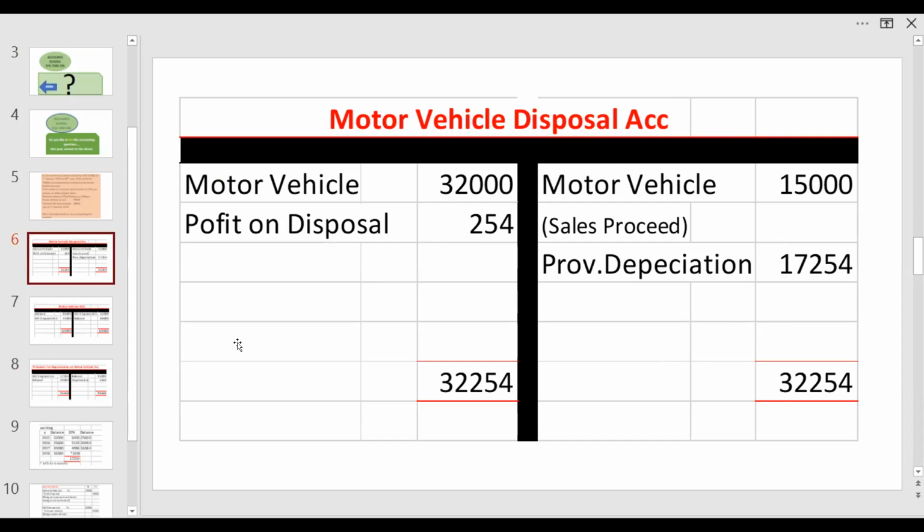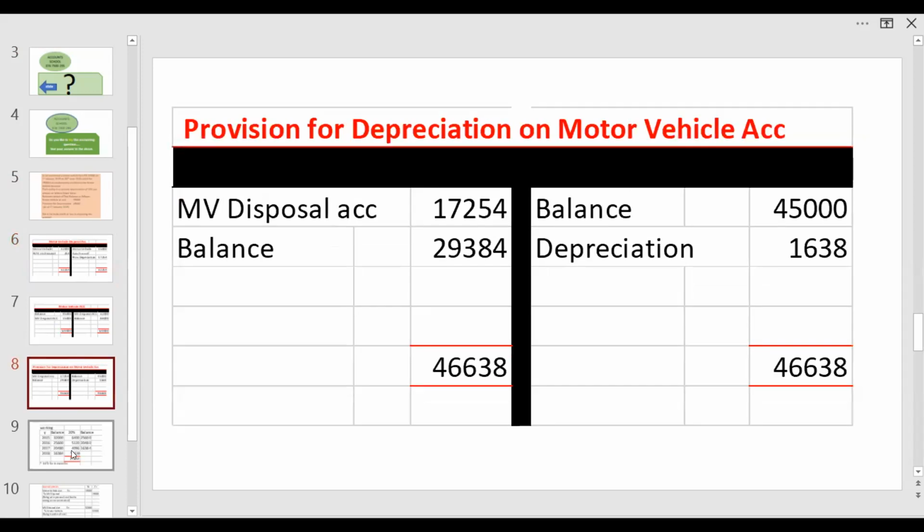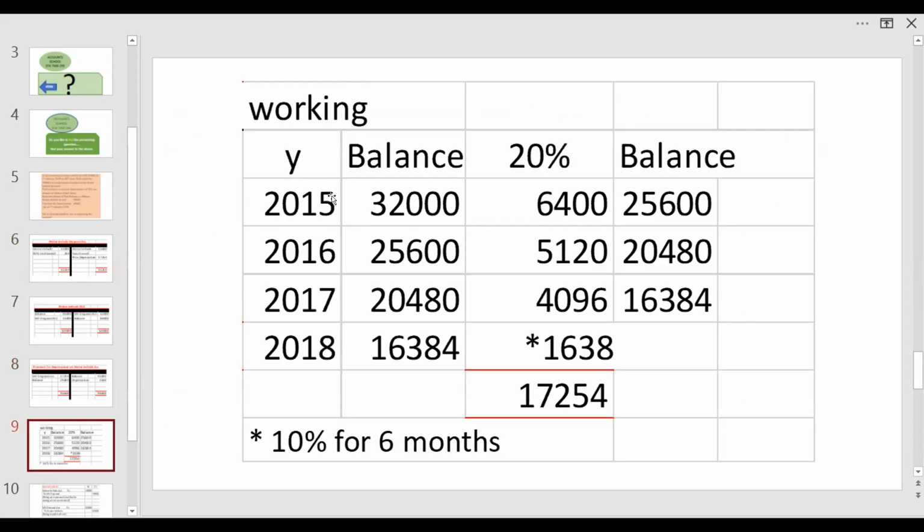Right. We come back to the other aspect of it. As I told you, how we have calculated this figure, I will go back to that account again. In this one, we have done a working separately. The original cost of the vehicle is 32,000. 20% depreciation for that year 2015 minus that is 25,600. That becomes the balance for calculation. Again 20%.